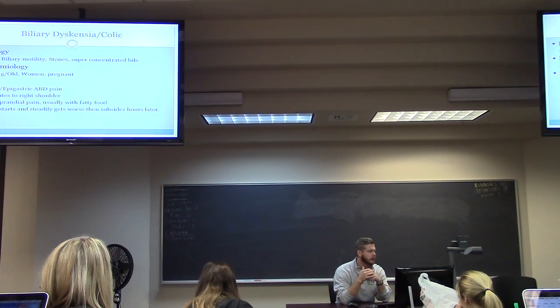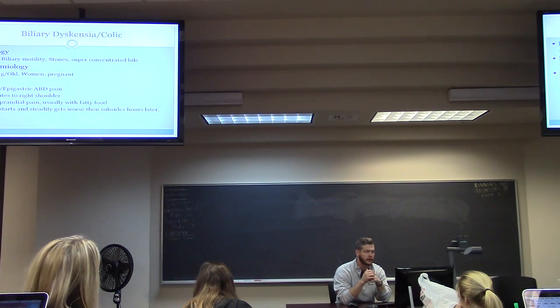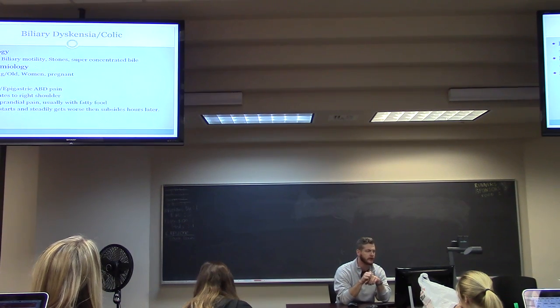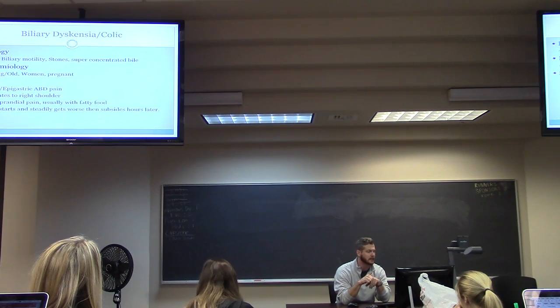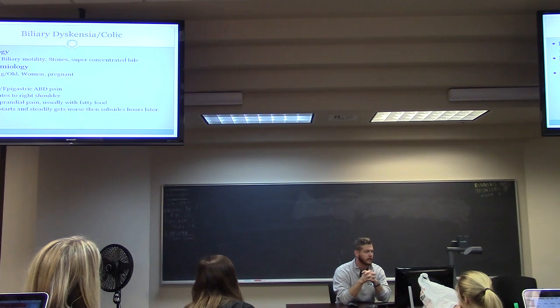So signs and symptoms associated with this are right upper quadrant pain, epigastric abdominal pain. Sometimes it radiates to the right shoulder, sometimes to the back. Postprandial pain, pain after eating, usually with fatty foods. As we all know, your gallbladder holds digestive enzymes that help digest and lipolyze fat. And so whenever you have a large, fatty meal, your gallbladder is going to want to contract to shoot out some more digestive enzymes.